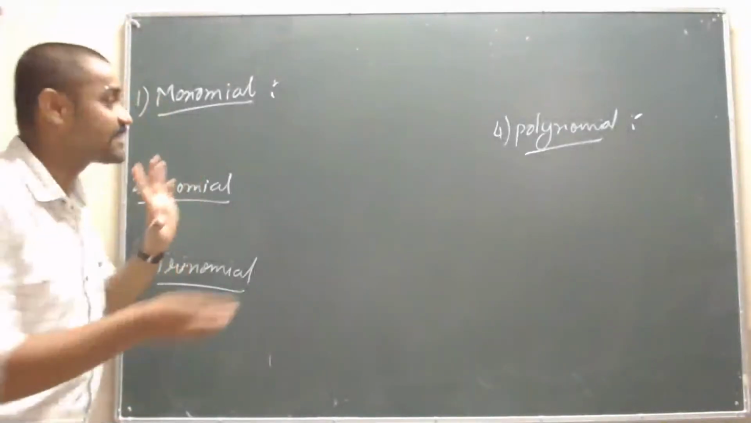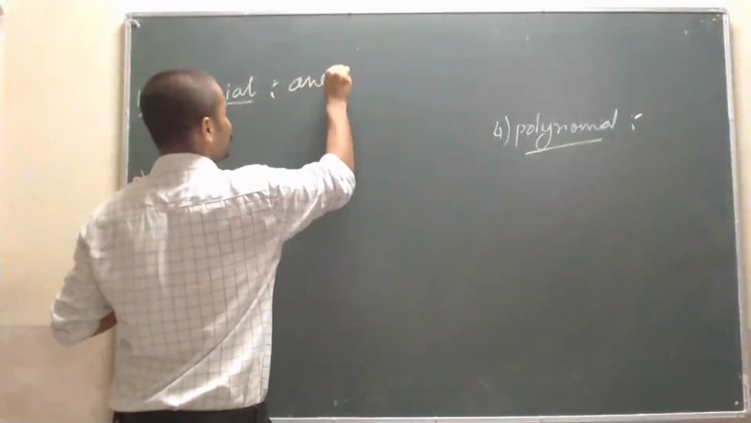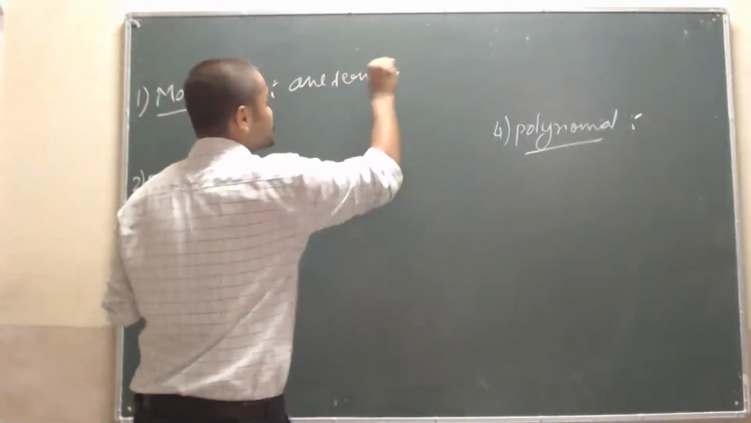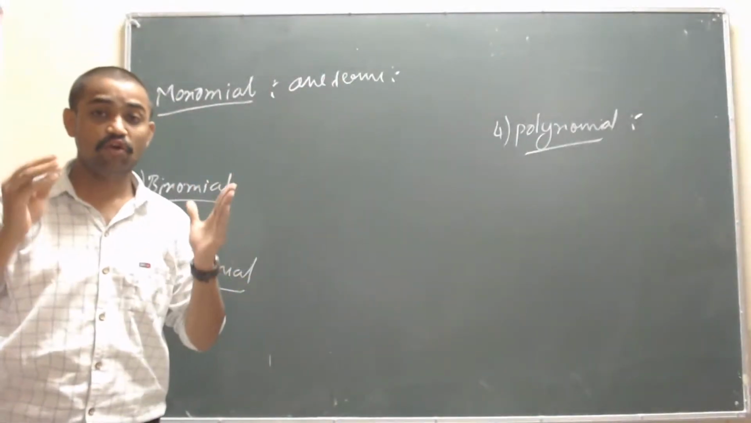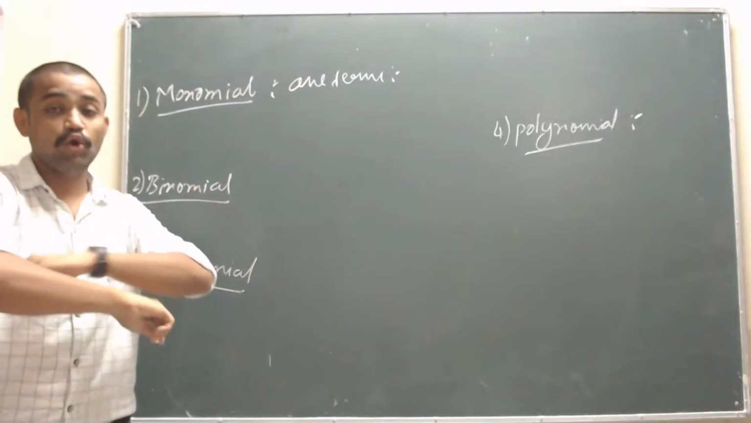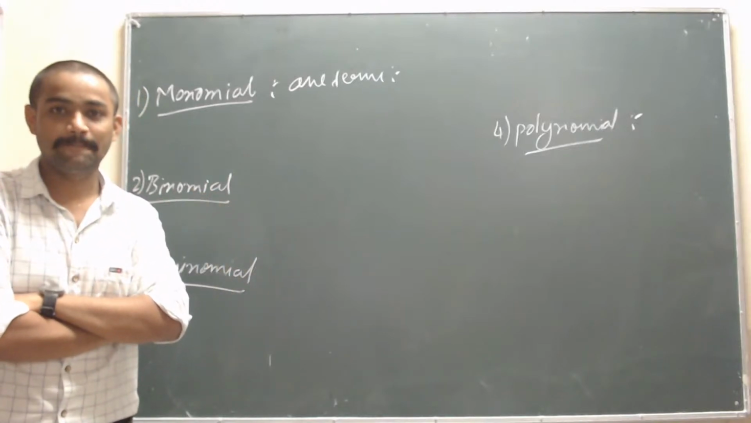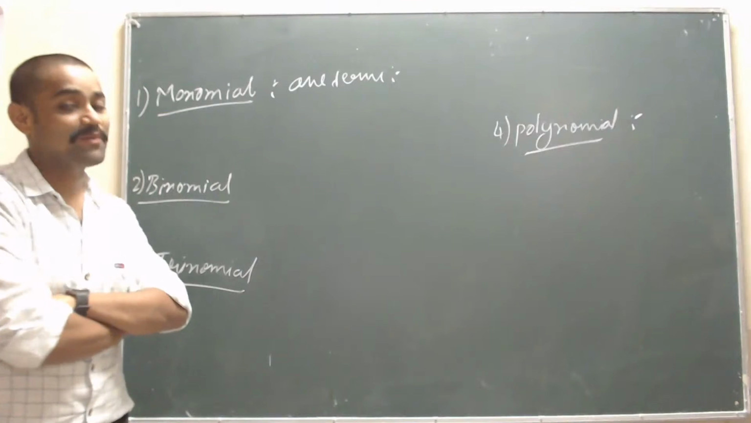Monomial is nothing but made up of a single term. I will write it: only one term. The algebraic expression is made up of one term. Then only it is called a monomial. You have to write like this: it's made up of only one term.